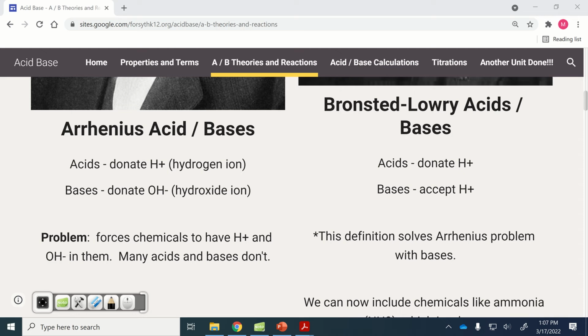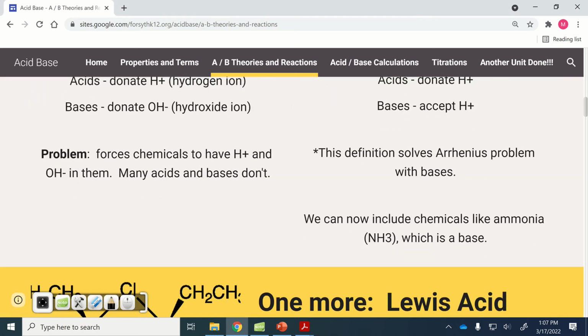So the Bronsted-Lowry definition is stronger than Arrhenius, but we still ask you to solve for, identify Arrhenius problems as well. Clearly, an Arrhenius acid is also a Bronsted-Lowry acid. A Bronsted-Lowry base could be an Arrhenius acid or base, but could be something else as well. All right. So we can now include more chemicals.